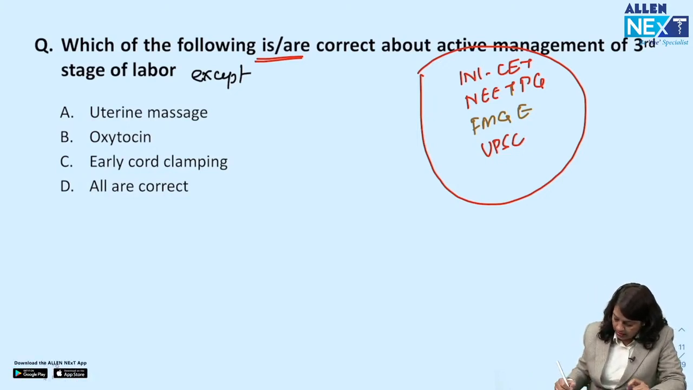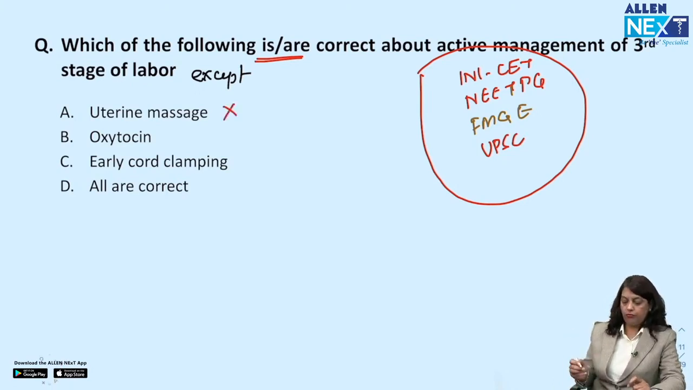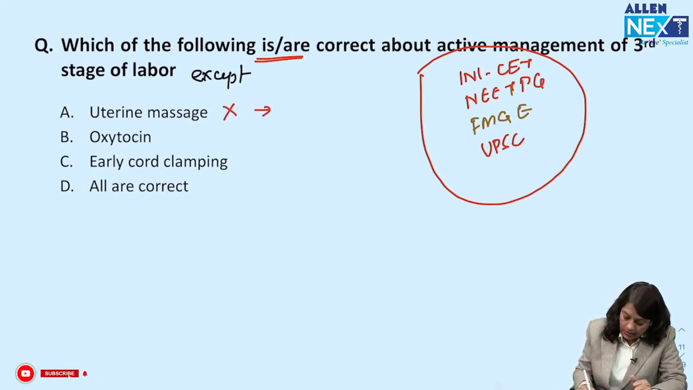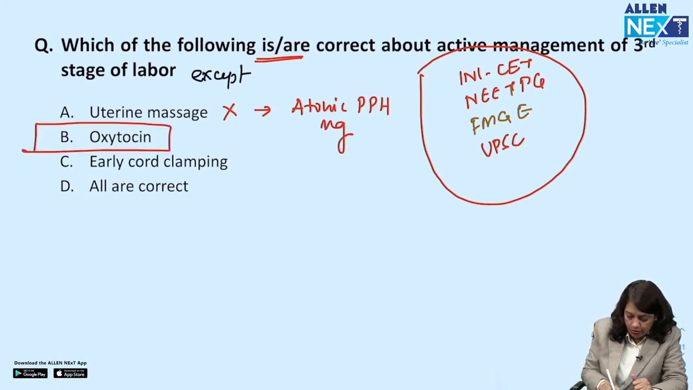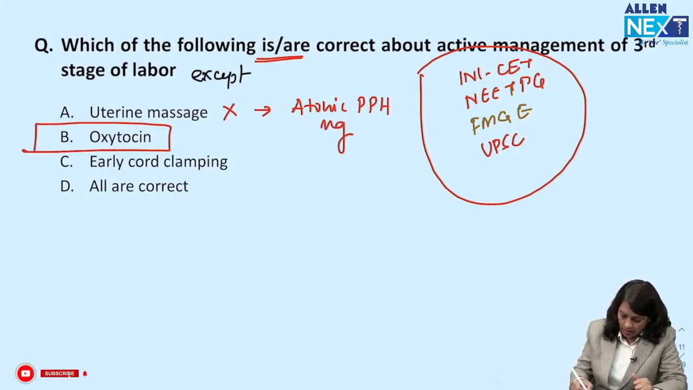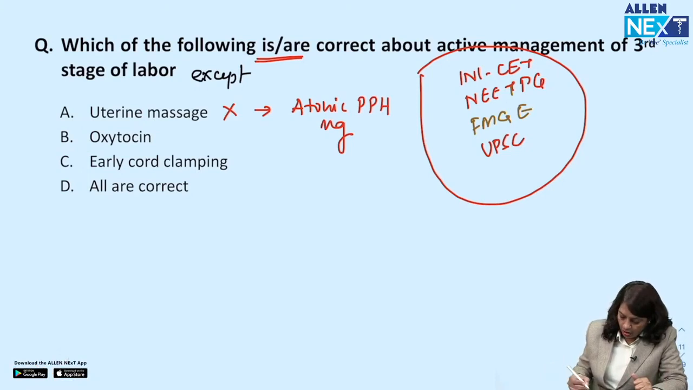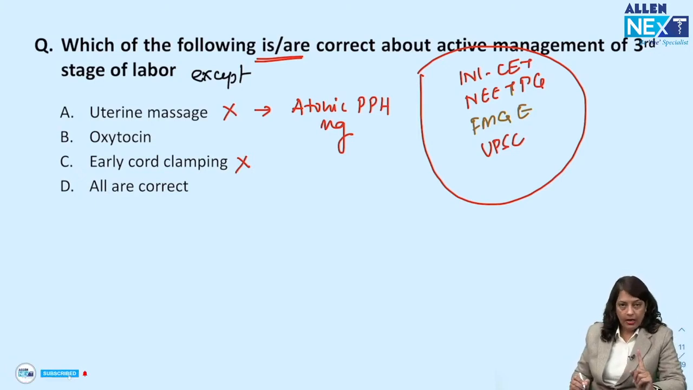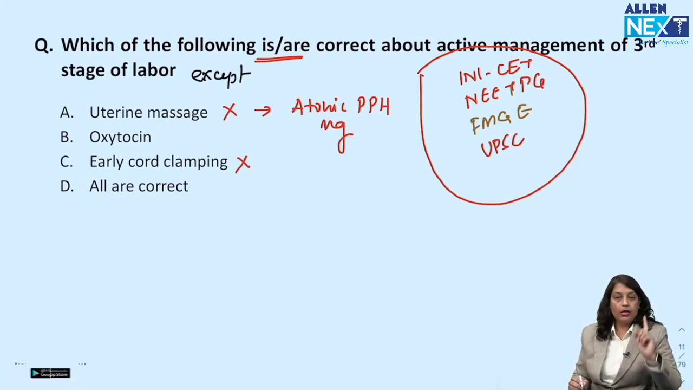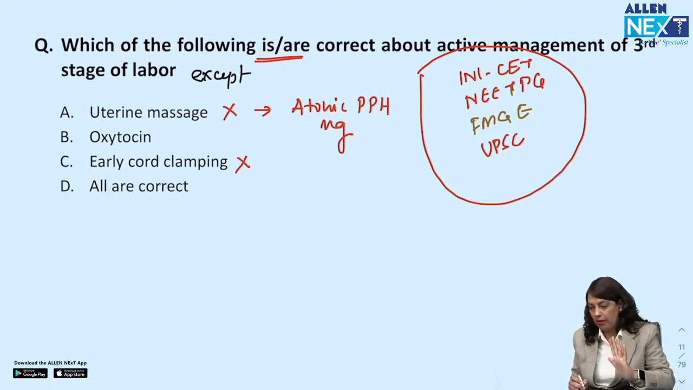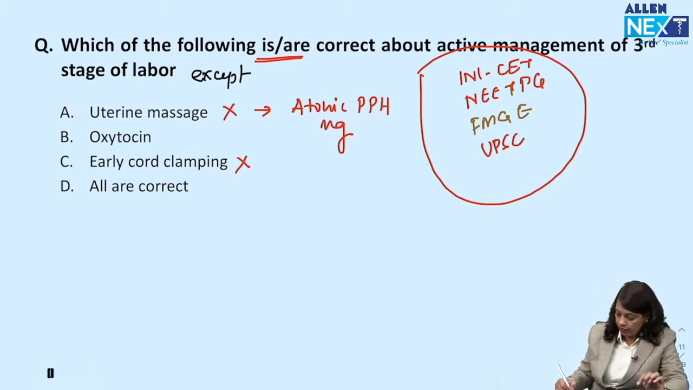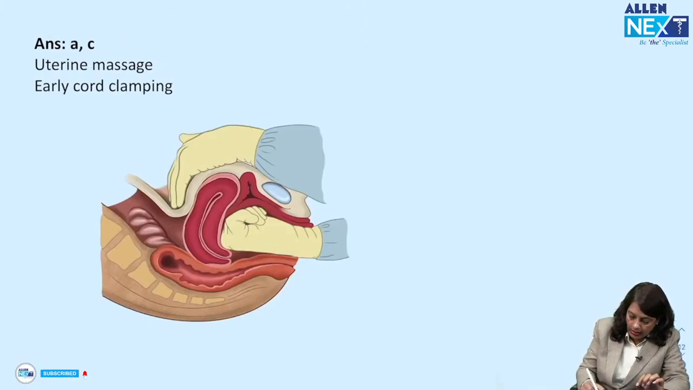So uterine massage is not a part of active management of third stage of labor. It is a part of atonic PPH management. So only oxytocin is correct here. The wrong options you have to mark are early cord clamping and uterine massage. Uterine massage is not done and early cord clamping is not done. Rather, we do a late cord clamping.